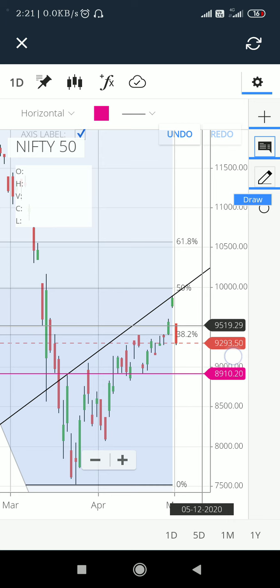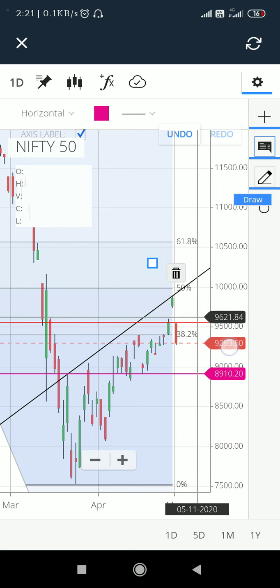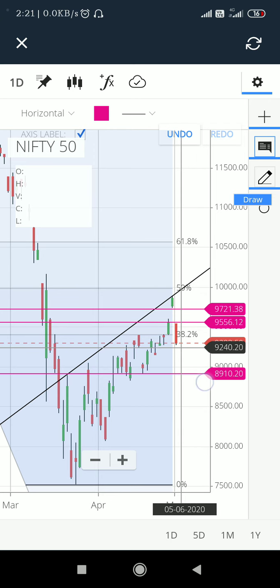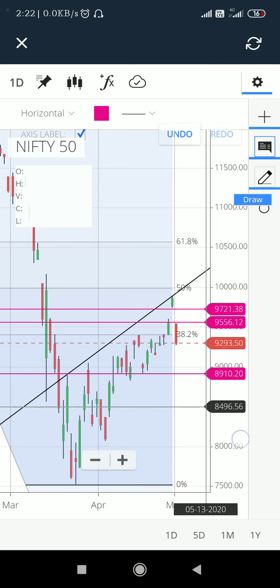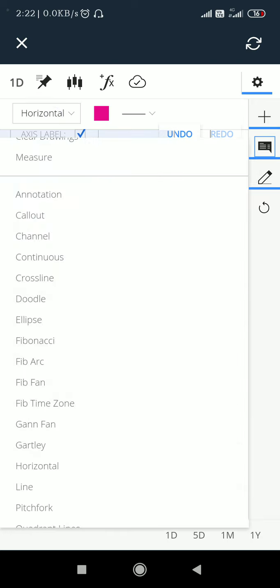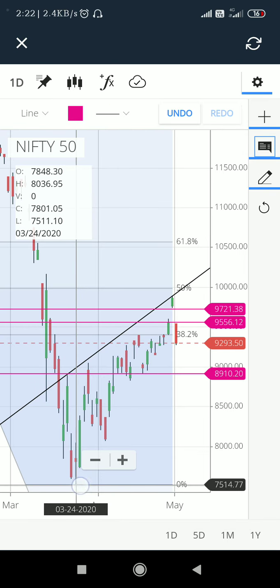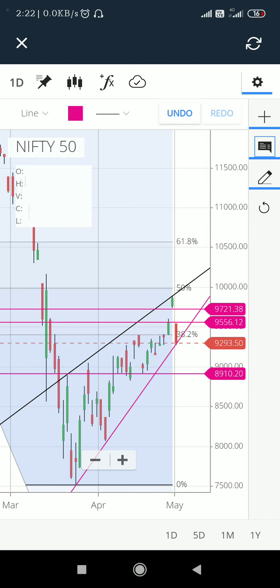Let me also mark the resistance for you. So these are the two resistances. Yeah. So if it breaks today's high, that was the high of 9533, you can expect an 80 to 100 points move in Nifty 50 if it sustains above 9500. So that was the chart analysis for Nifty. I've already marked the support and resistances, and I've already marked the range for the Nifty 50. As you all know, that is the range, so there's nothing to worry about. So this is the chart analysis.